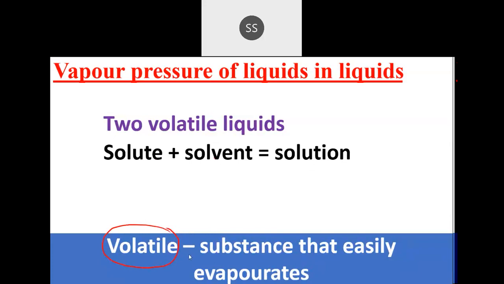Due to this reason, acetone is usually used for washing. When cleaning lab instruments, if you clean with acetone, it will evaporate easily. If you clean with water, the water droplets will stay there itself. It takes time to evaporate. So acetone is one such solvent which is quite volatile in nature, very volatile compared to water. So we are going to talk about two liquids which are volatile in nature, solute and solvent, both of them.